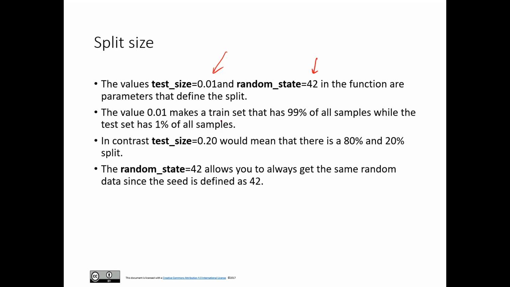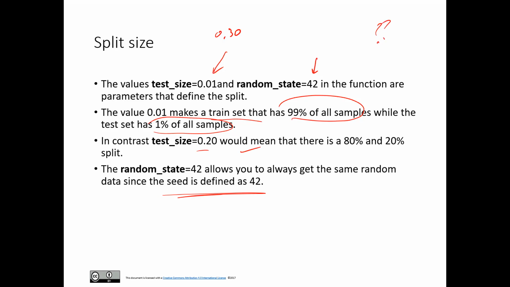So the value 0.1 makes a train set that is 99%. So 99% of all samples are in the train set, while the test set has 1% of the samples. Obviously, if you put 0.30, then you're going to get 70% for train, 30% for test. You can see that here. The random state 42 allows you to always get the same random data, since the seed is defined as 42. Are there any questions about this, guys?